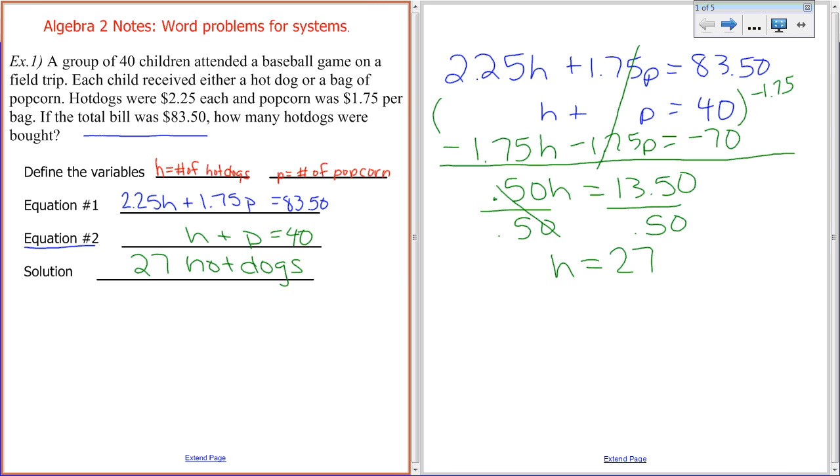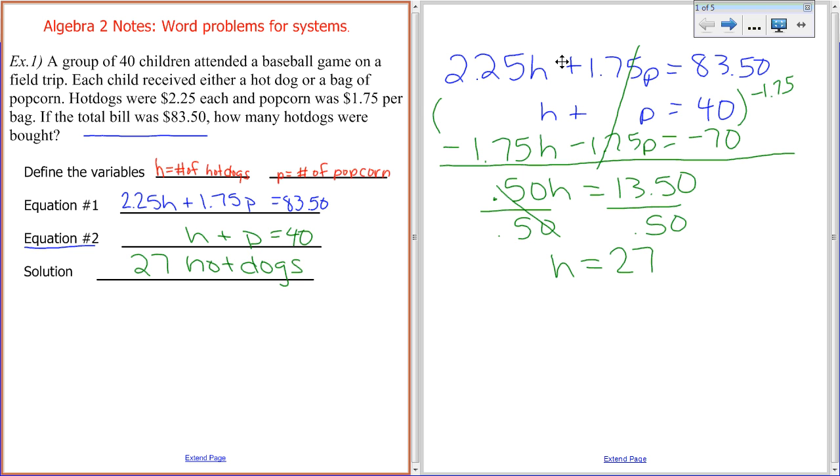Ladies and gentlemen, your word problems are difficult for me to check, or I should say, it's difficult for you to check, because you're writing your own equations. But for most of the word problems, if I give you an answer, I would probably say 90% of my students can tell me if that answer makes sense. Because they can read through it and go, oh, hot dogs are $2.25 and popcorn's $1.75. I'm going to actually calculate what my cost is.